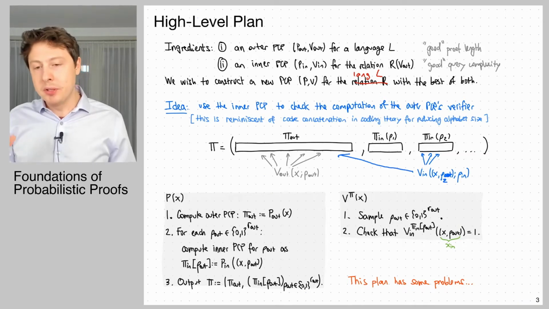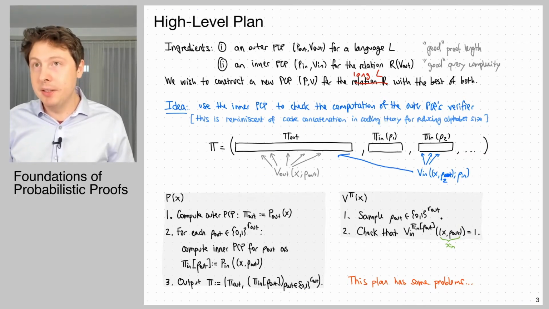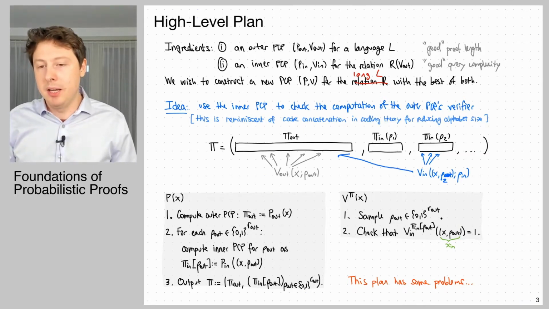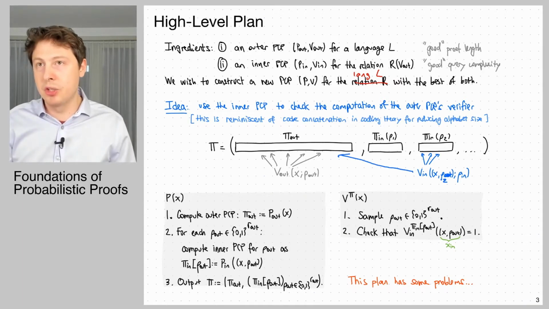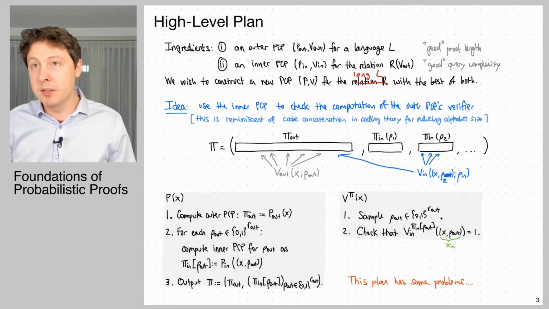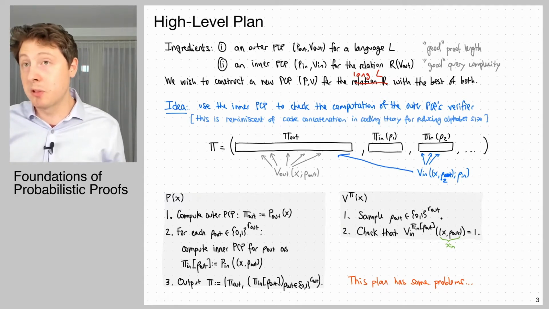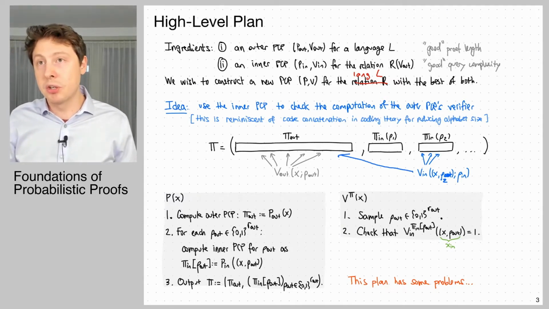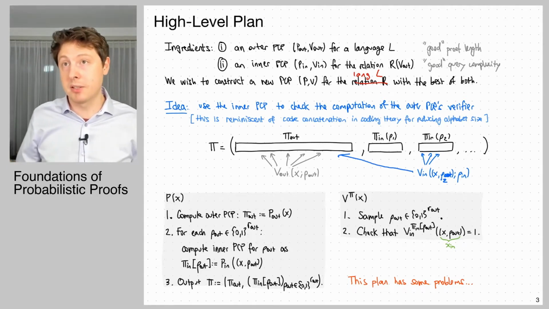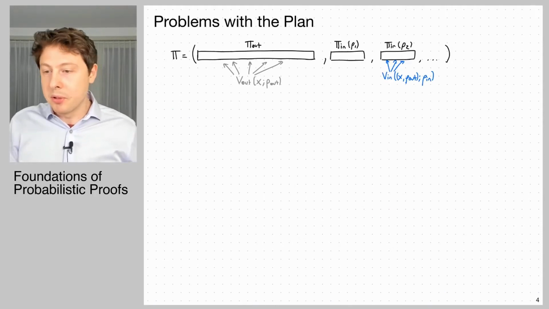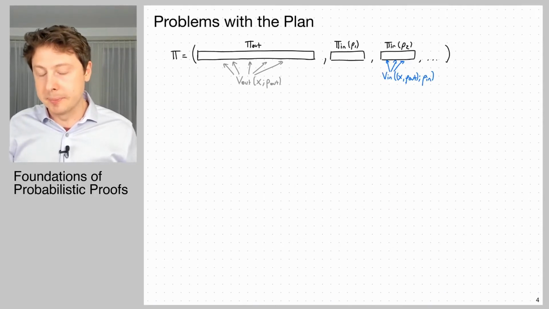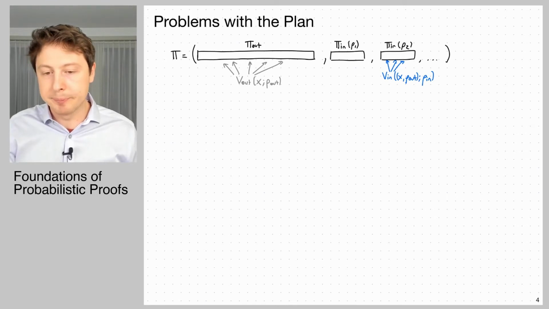Great. Okay, but this is just a high-level plan, and there are some technicalities that will in fact bring to the surface issues that mean this plan just doesn't work, and we're going to need to use specialized types of PCPs. We'll introduce these types of specialized PCPs in this lecture, and then we'll go back and construct them in the next couple of lectures. So what are the problems with the plan? Here's the picture from the prior slide, I just copied it here.